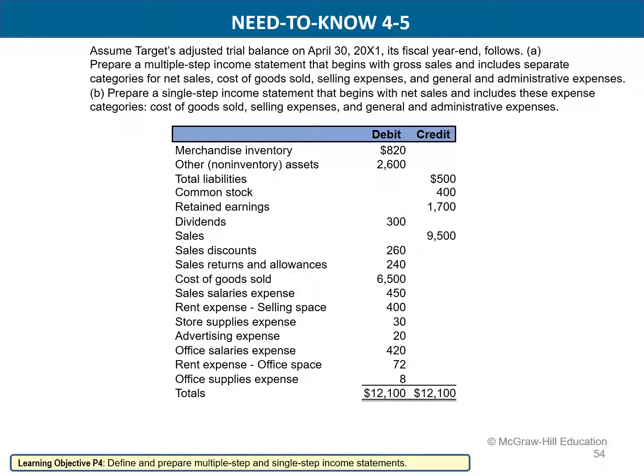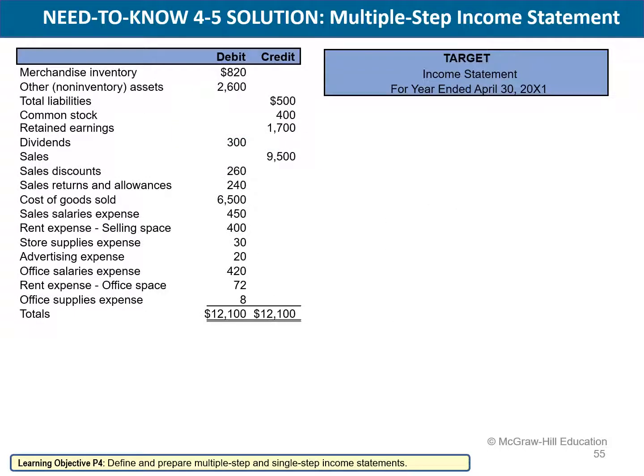All right, so in this example, we're going to assume that Target's adjusted trial balance as of April 30th, 2000X1 is as follows. They want us to prepare the multi-step income statement that begins with gross sales and includes separate categories for net sales, cost of goods sold, selling expenses, and general and administrative expenses. And then they want us to also prepare the single-step income statement that begins with net sales and includes the expenses in the following categories: cost of goods sold, selling, and general and administrative. So there's our trial balance.